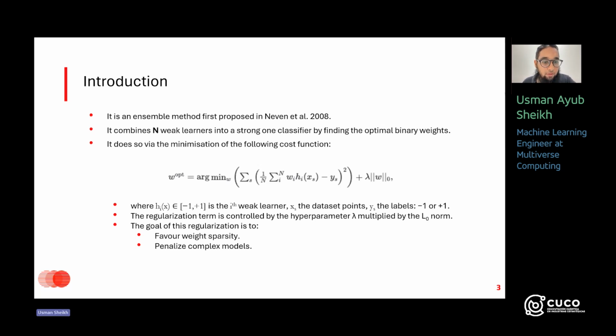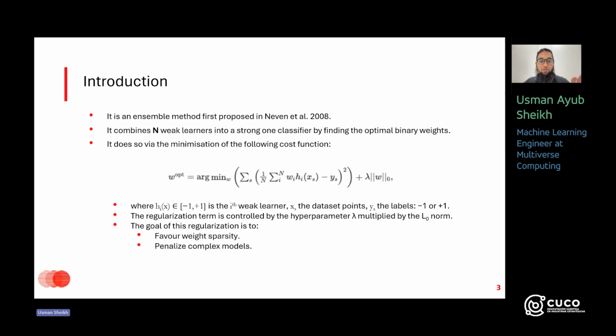So then there's a regularization term which is based on lambda. The goal of this term is to basically penalize complex models. By complex models, we mean the models that are overfitting to the training set. So by increasing the regularization term, you ensure that such models are penalized.